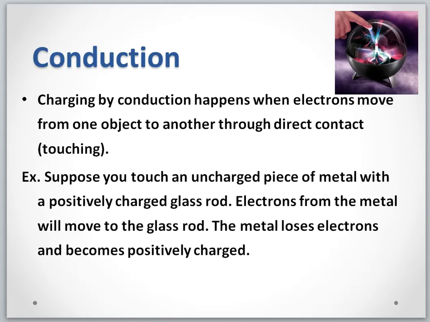The other way is by conduction. Charging by conduction is when electrons move from one object to another through direct contact. If you have touched a battery to your tongue, that's conduction. If you've grabbed a live electrical cord and got shocked, that's conduction. If you touched a charged piece of metal, then those electrons will move to you. That's conduction. What happens in a piece of wire is electrical conduction as electrons move along the wire.